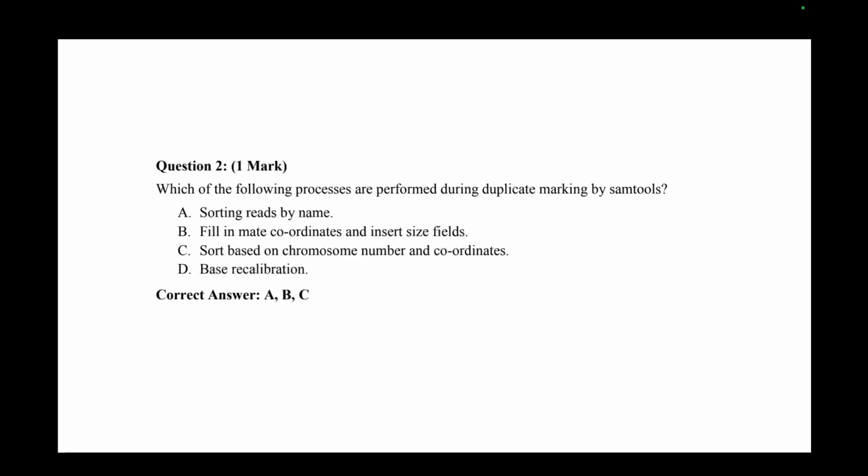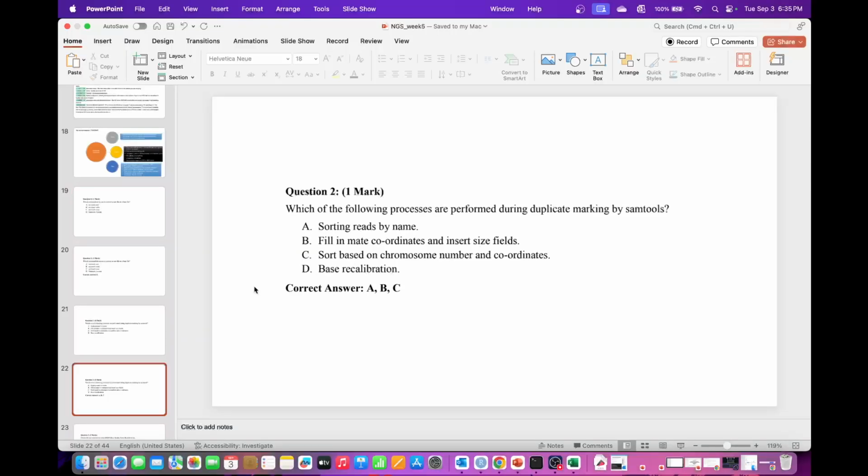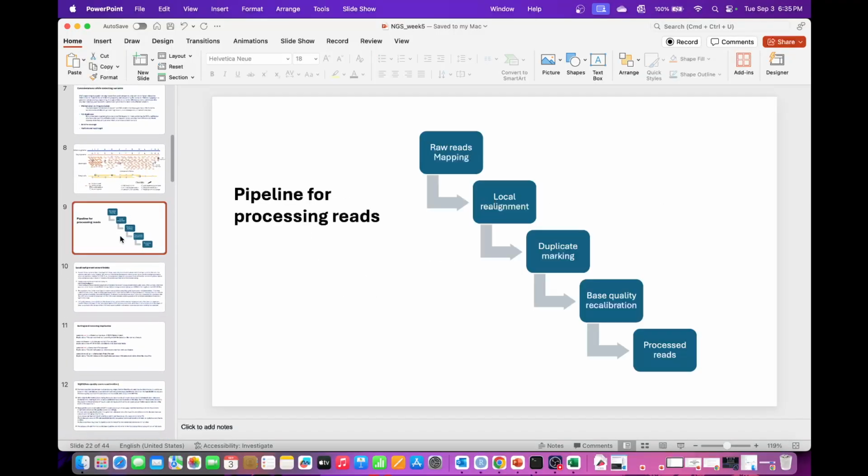Yeah. So the answer is all the first three, except for base recalibration. During duplicate marking of the SAMtools, it sorts the reads by name, not by coordinates. Remember, after marking duplicates and before variant calling, you need to sort the BAM file by its coordinates. It fills in mate coordinates and insert size fields, and it also sorts on the basis of chromosome number and coordinates, right? So this is the pipeline here.